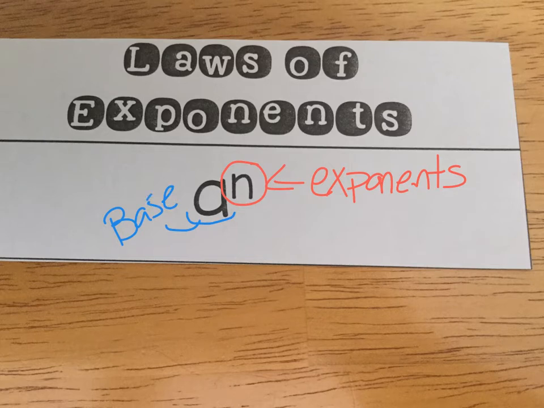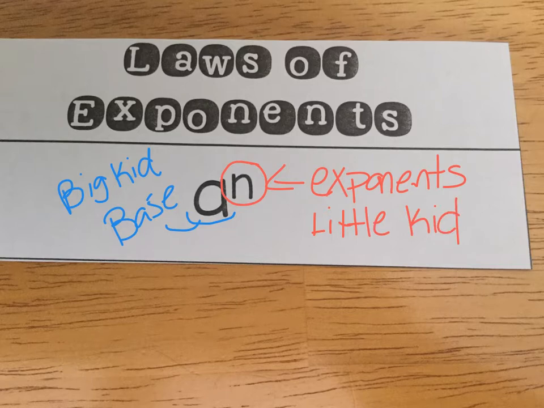So anytime we're talking about the base, we're talking about the big kid. And anytime we're talking about exponents, we're talking about little kids. And this will make sense as we go through the foldable. So not just base, but write big kid. And not just exponents, write little kid. Alright, let's go to the next one.